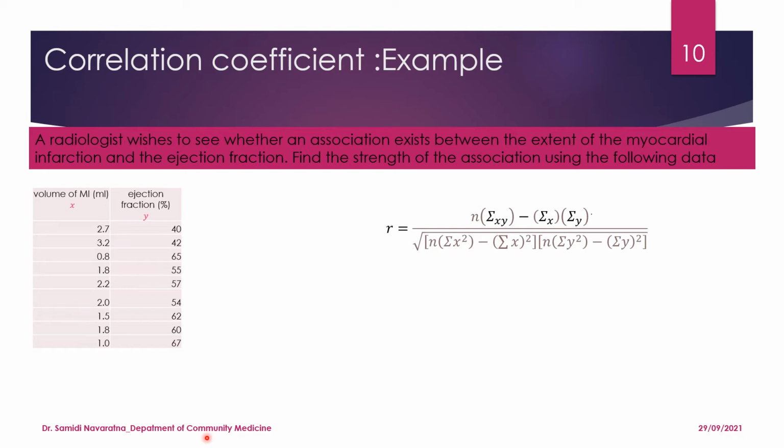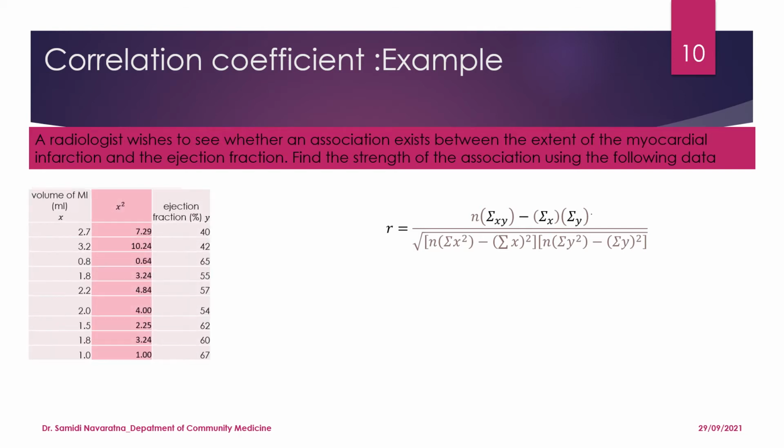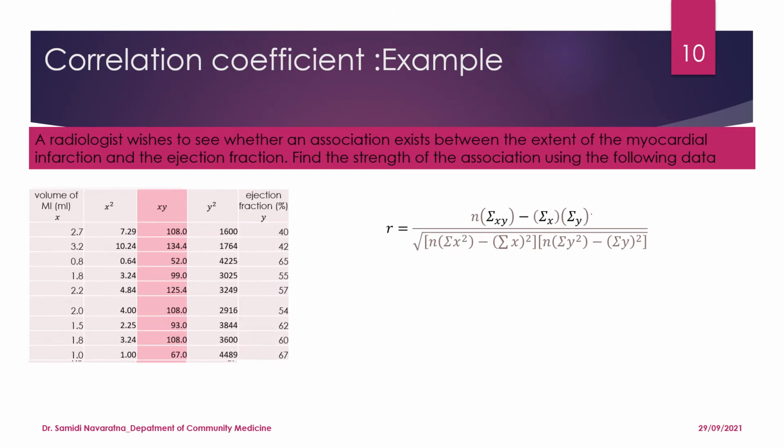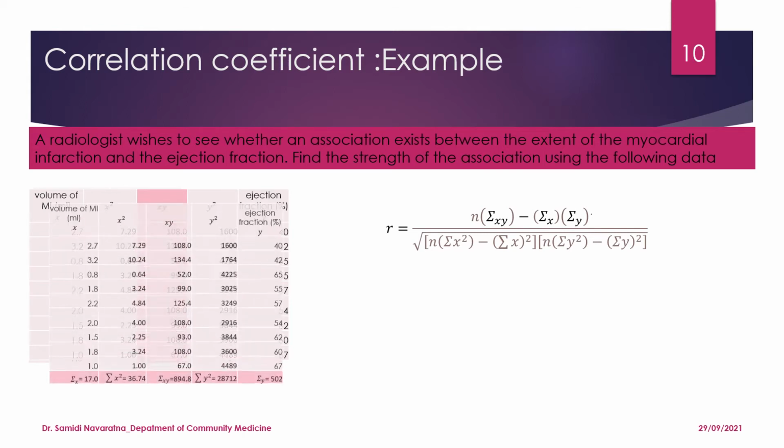We'll find this information, and to do that, let's expand this table. First, let's find the x squared. So here I have squared each of these values and put it in this middle column. So next, let's find the y squared. So it's in this third column. Then fourth step would be to find the product of x and y. And the final step is to sum all these up.